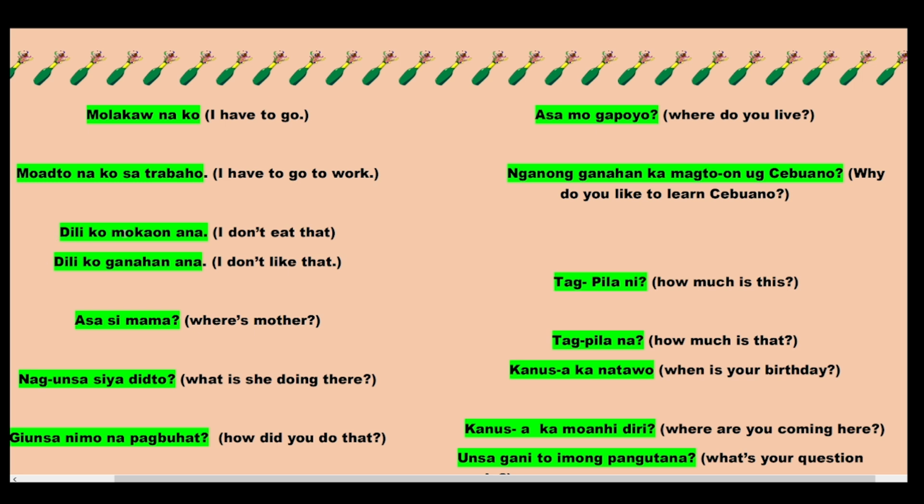Sunod, dili ko mukaon ana. This is very common if you don't like to eat something. I don't want to eat that, or I don't eat that. Dili ko mukaon ana. Okay, kaon, eat. Dili ko ganahan ana. I don't like that. Dili ko ganahan ana or di ko ganahan ana.